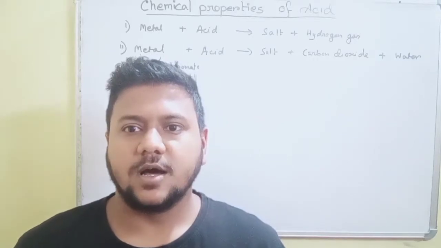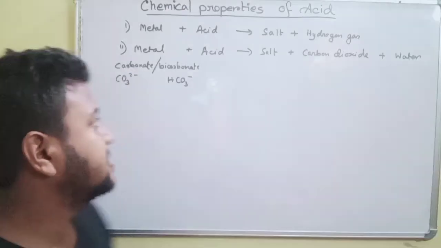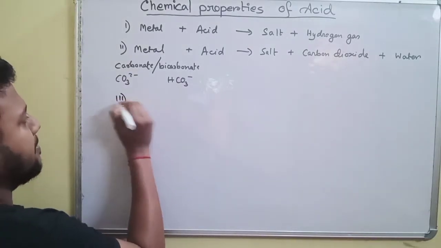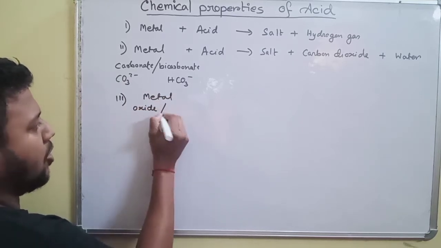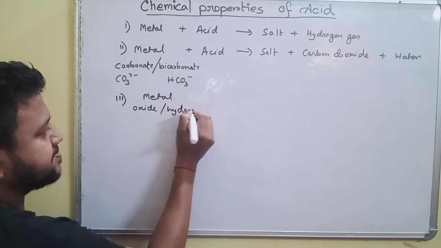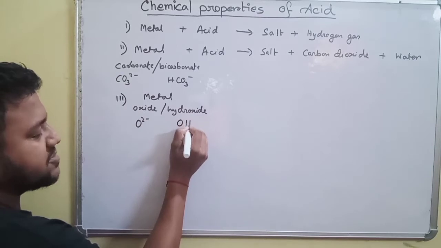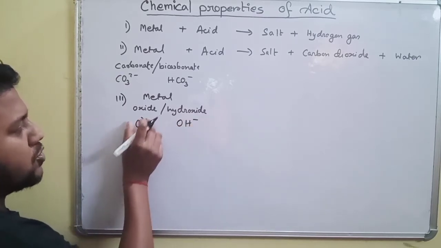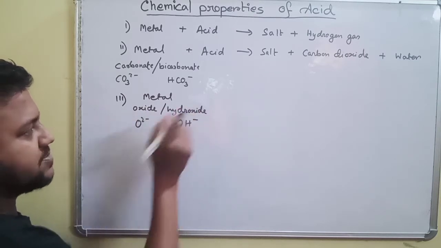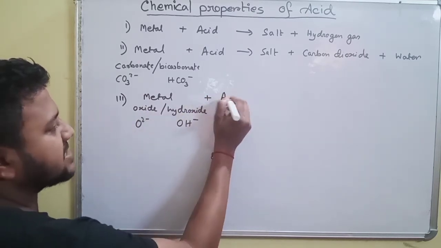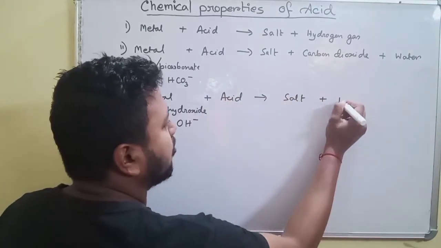Now let us go to the third chemical reaction. The third chemical reaction suggests that when a metal oxide or hydroxide, I know their radicals, you also might know them, OH minus and O2 minus. The oxide is O2 minus and the hydroxide is OH minus. When they react with an acid, they give out salt and water.